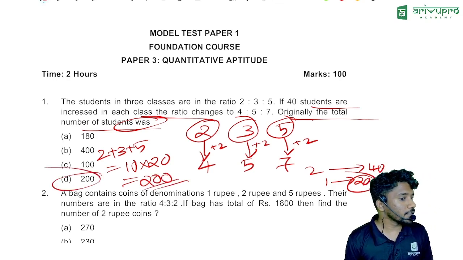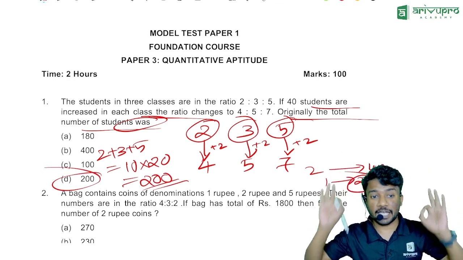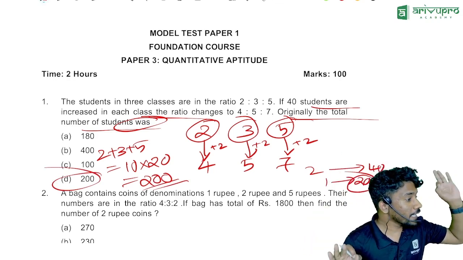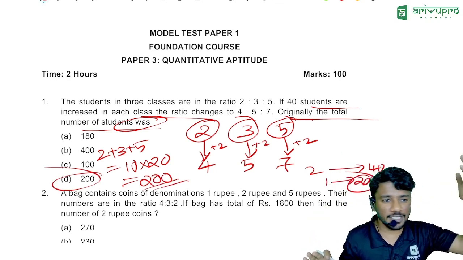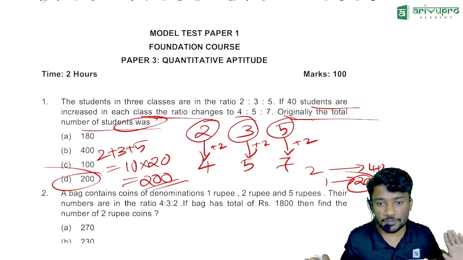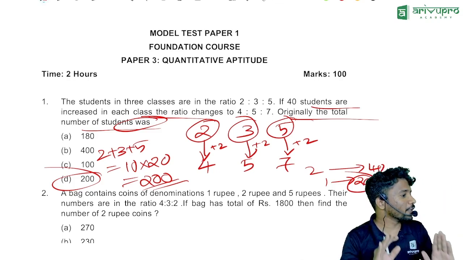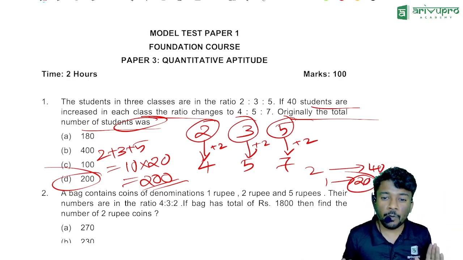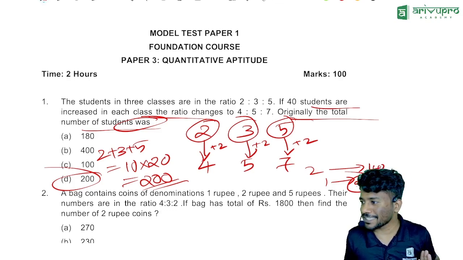Understood? Always think in this angle. And usually it will come only this way. They won't try to change the ratio and all to make it complicated for you. All the time the increment will be the same, in most of the questions. Can I go for the second one?